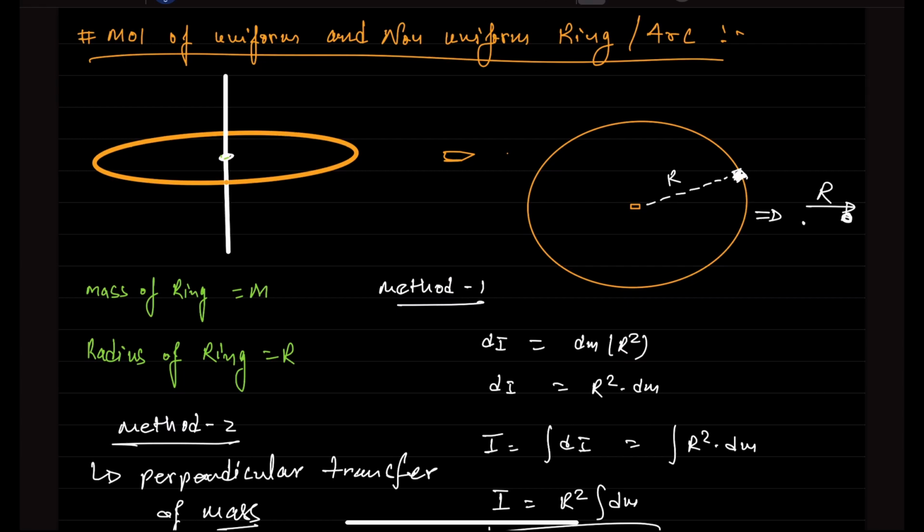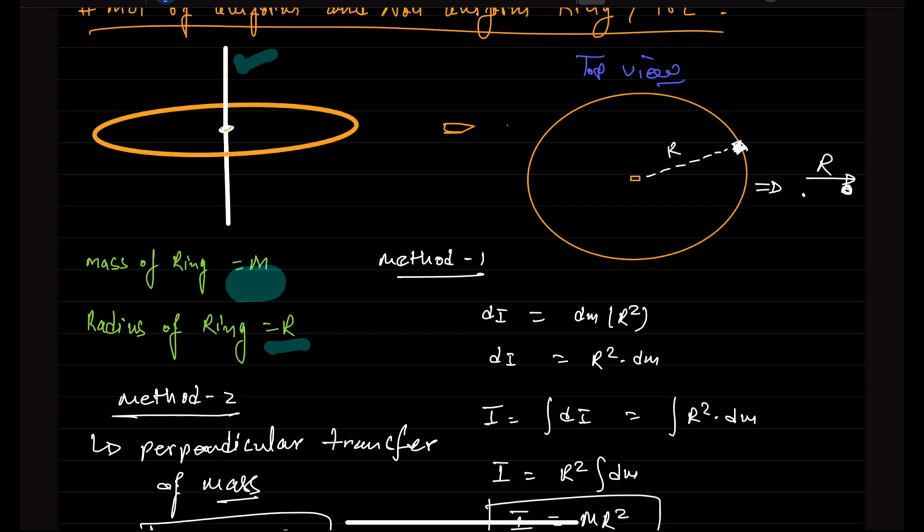Here we are going to discuss the moment of inertia of a uniform and non-uniform ring or arc. Here I have taken a ring of mass m and radius r, and I have explained two methods. You also need to keep in mind the axis about which we are calculating. The axis is passing through the center and perpendicular to the plane of the ring, right? And this is the top view of this ring.